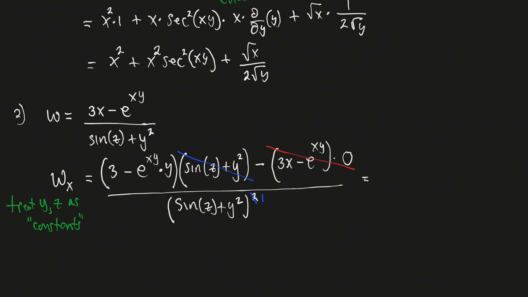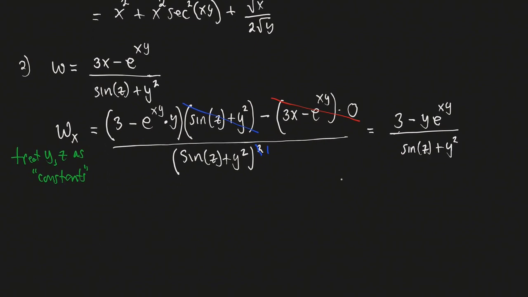My first partial derivative of w with respect to x is 3 minus, I'll put the y in front. I like to put the polynomial terms in front. And then this is all over the sine of z plus y squared. Actually, I don't even need the parentheses now because the exponent is 1 and everything's in the denominator. So there it is. That's our first partial with respect to x.